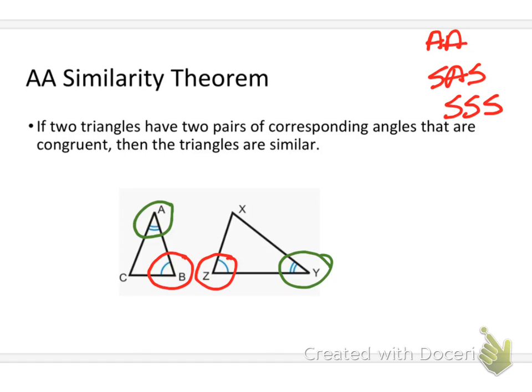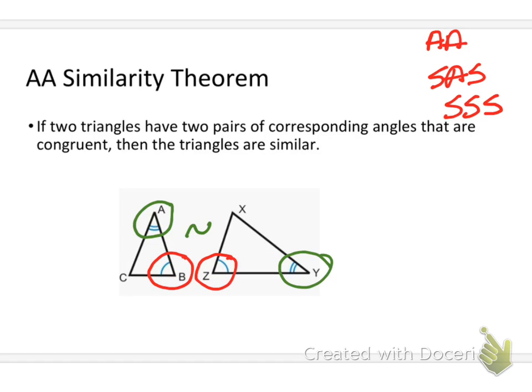So if ZY adds to the same sum as does BA, then angle C has to equal angle X. And we know that when we have similar triangles, all the angles are congruent. Okay, so we can prove by AA that we have similar shapes.